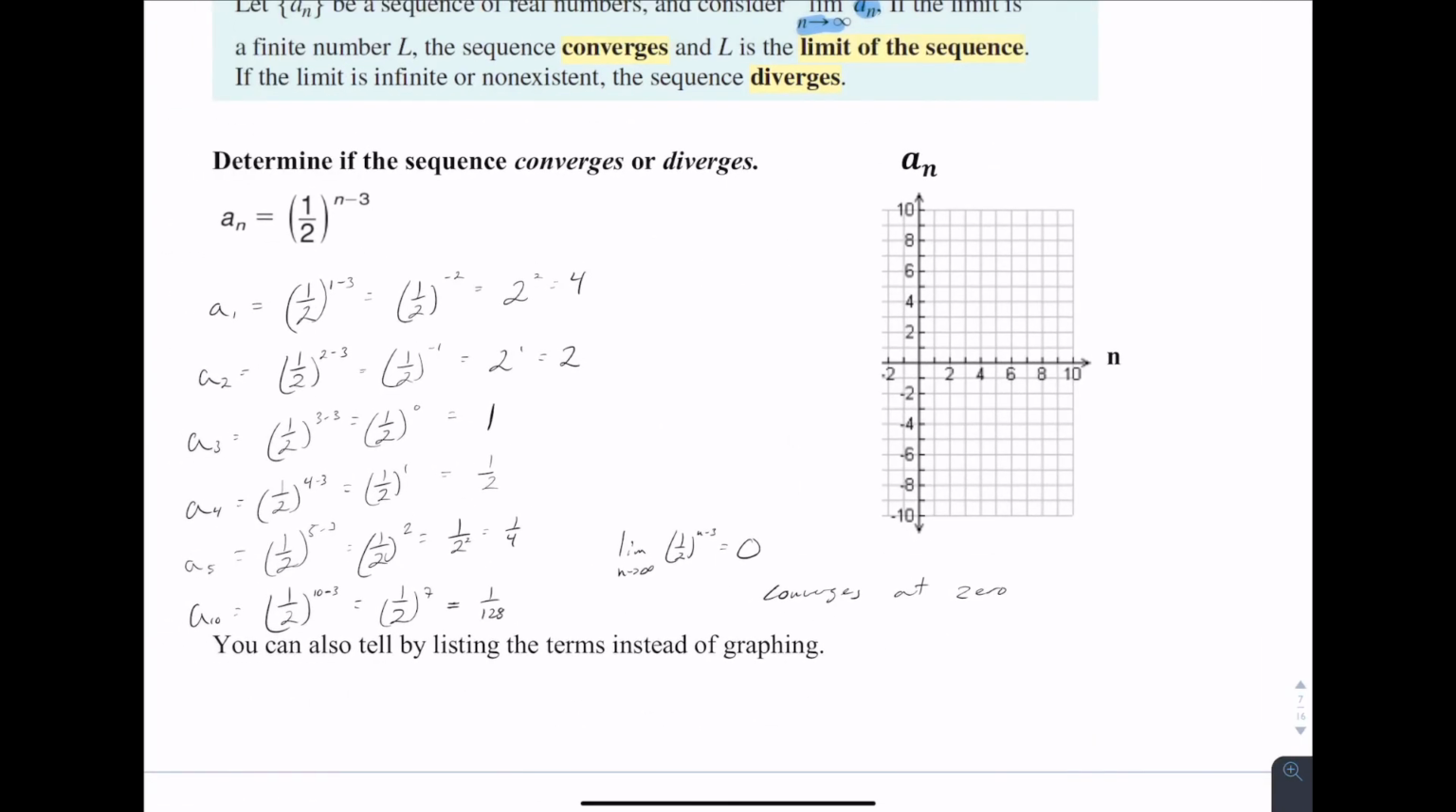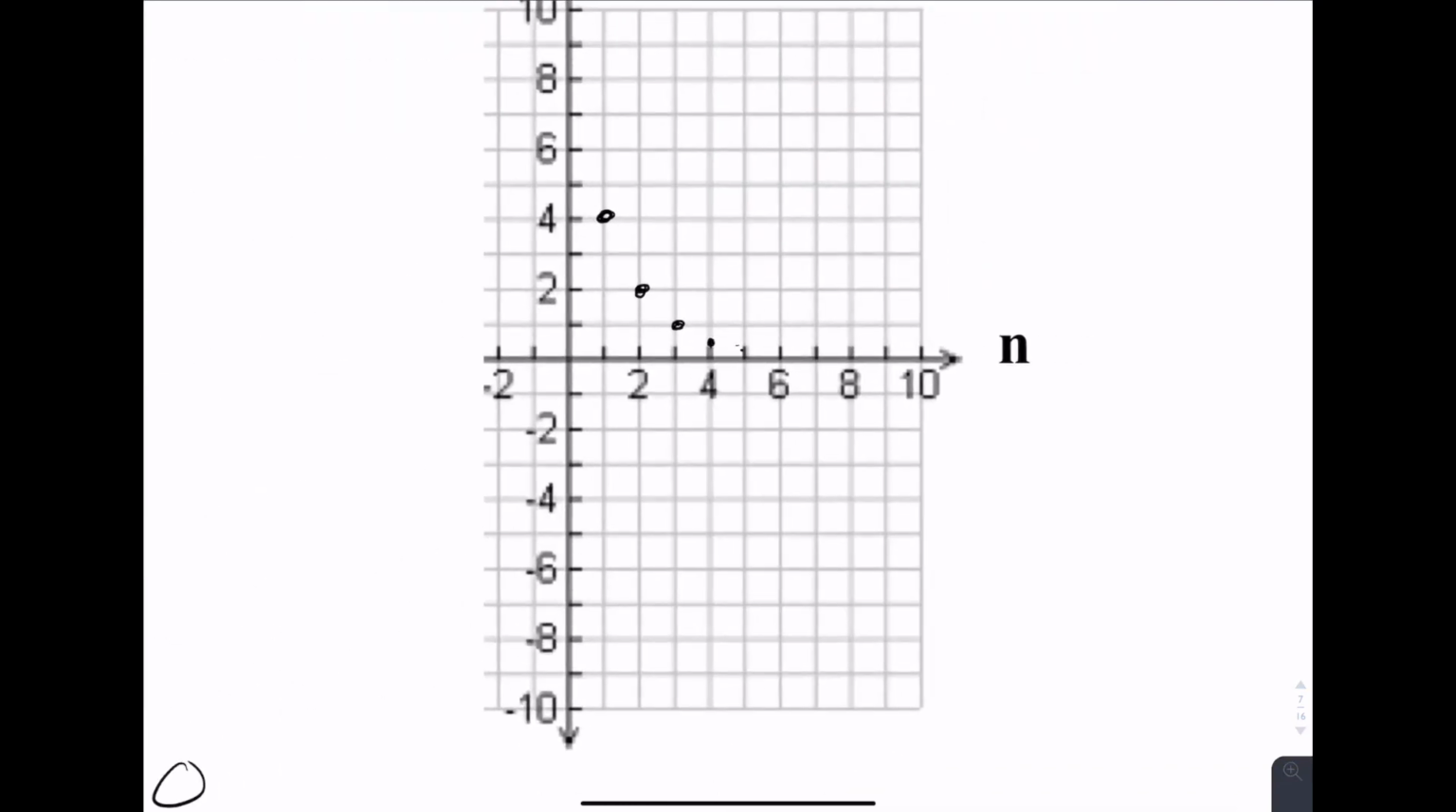Okay, if you were to graph it, at 1 we got 4, then we got 2, and then at 3 we were at 1, and then at 4 we were at a half, and see how it gets smaller and smaller and smaller. Eventually, it gets perfectly flat right at 0, and it doesn't go beyond 0.